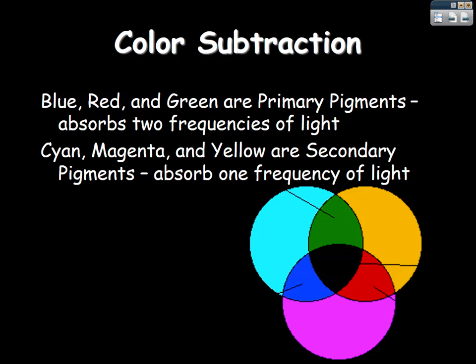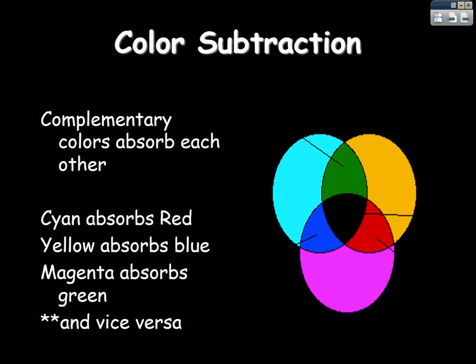Cyan, magenta, and yellow are our secondary pigments. They absorb only one frequency of light. And again, it's going to be the opposite one on the other side of the color circle. Okay, so again, complementary colors, if they absorb each other, basically are going to end up being black if you combine the two together. So again, cyan absorbs red, yellow absorbs blue, magenta absorbs green. The opposite color, as we already talked about, they're the same complementary colors. They're going to absorb the opposite color. So green technically absorbs magenta, which is, like we said, made up of blue and red.